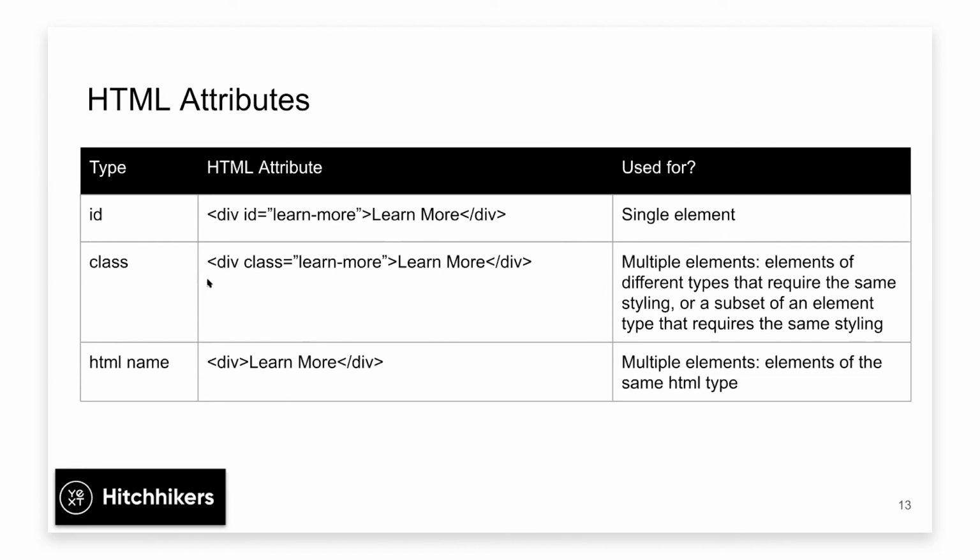If you want to grab multiple elements, that's when you use the class selector, and that would just be the class keyword instead of the ID keyword. And this is great for grabbing elements of different tag types that require the same styling, such as a div and a paragraph tag, or subsets of an element tag type that require the same styling, such as a p tag. And then lastly, we have the HTML name, which is inherent. You do not define it yourself. And this is just great for grabbing multiple elements of the same tag type. So in this case, the HTML name here would be div.